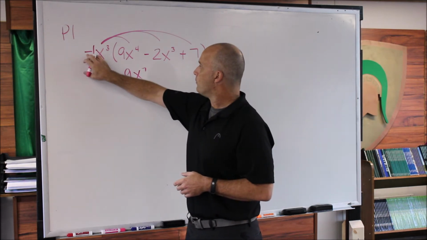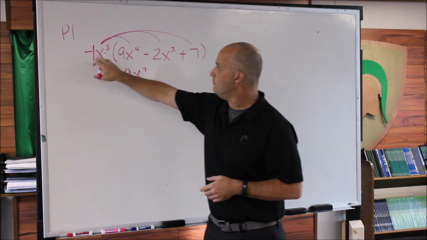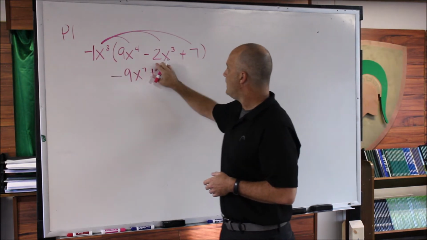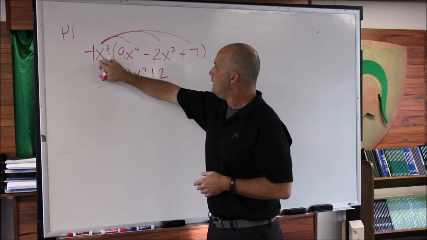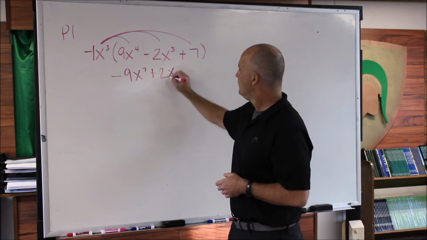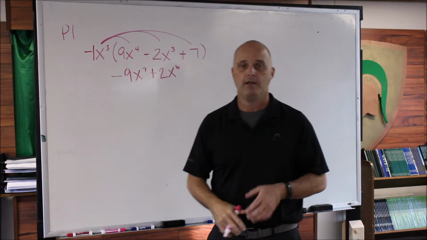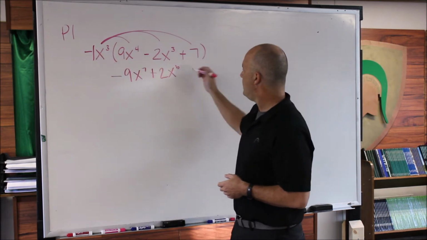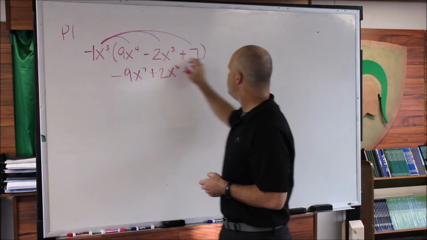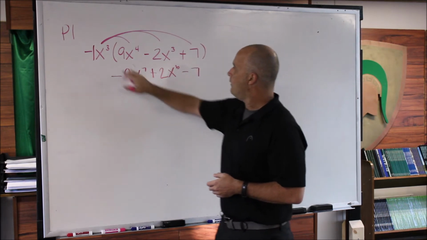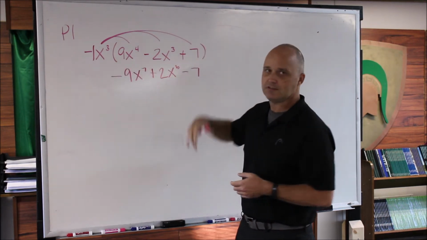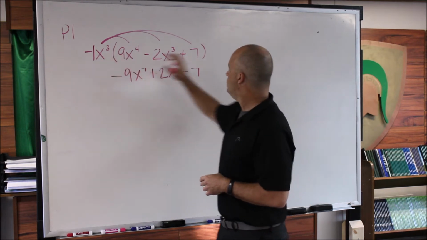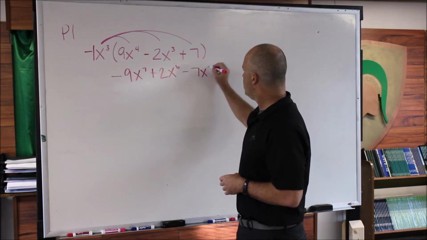The next thing we're going to do is move on and work with this term. Negative times a negative is a positive. 1 times 2 is 2. And then x cubed times x cubed is x to the 6th. We finally have to do the last term. Negative times a positive is a negative. 1 times 7 is 7. And then there's nothing to multiply this against. It's just an x to the 0th, so just multiply it by 1. X cubed times 1 gives you x cubed.